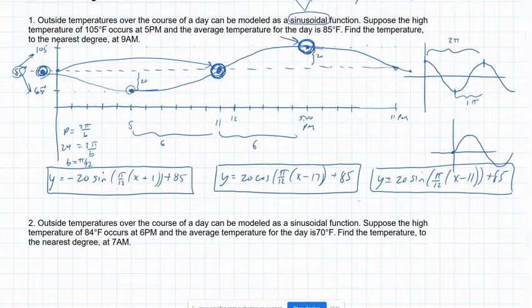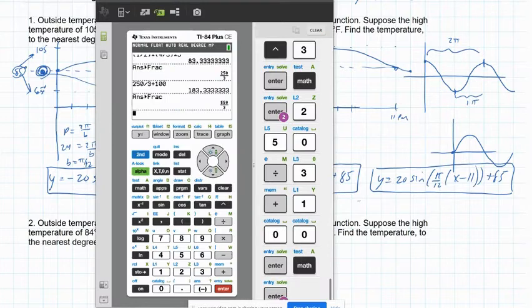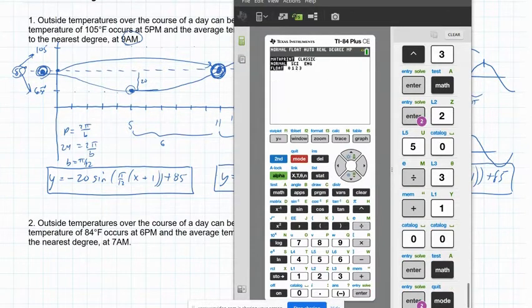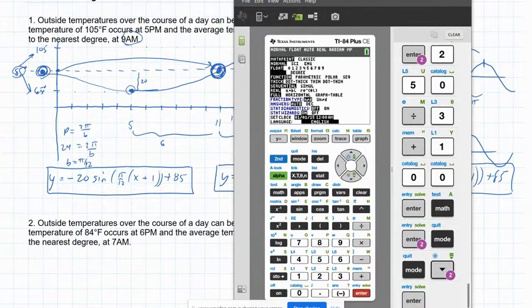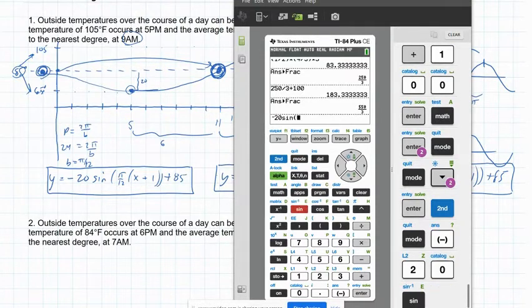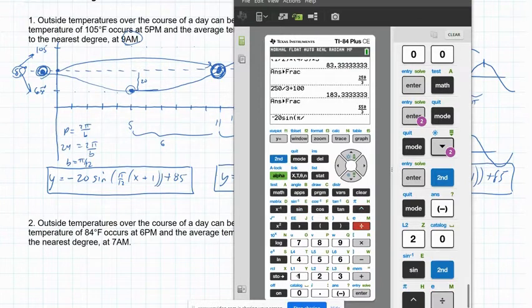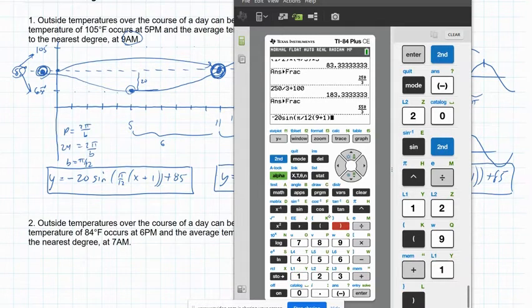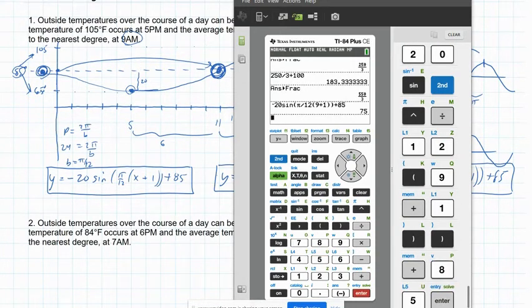And so now we're trying to figure out what is the temperature at 9 a.m. And so we should get the same answer from all three of those if we plug in 9 for x. So the first one, let's make sure we're in radian mode. Negative 20 sine of pi over 12 times, we're plugging in 9 for x, so 9 plus 1, plus 85 gives us an answer of 75 degrees.